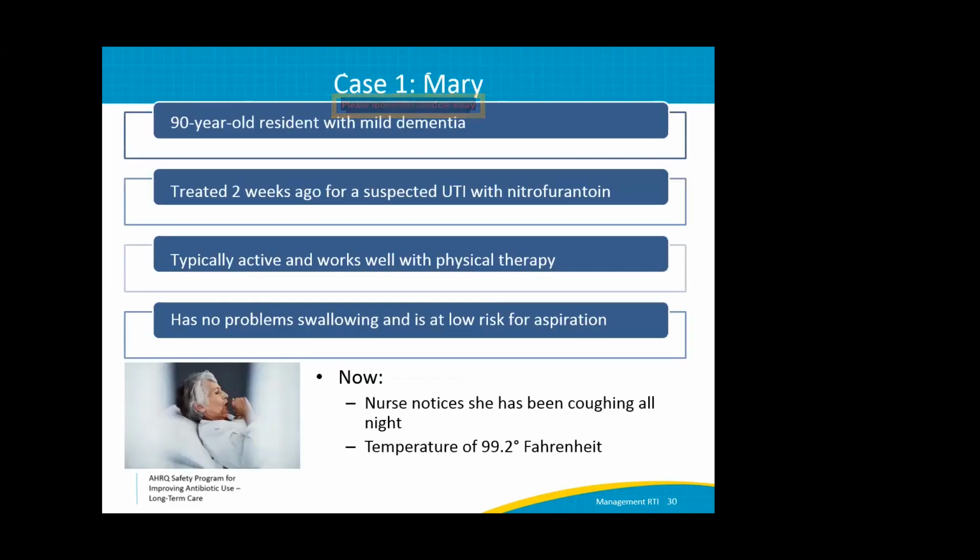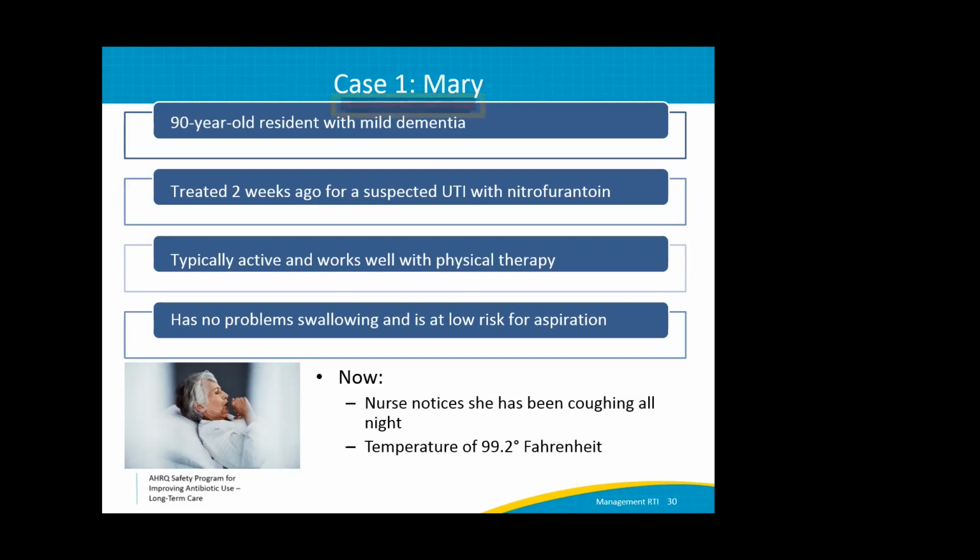So for our first case of this section, let's talk about Mary. She is a 90-year-old woman with mild dementia, who's typically quite active, working with physical therapy, and at least semi-independent in most of her activities of daily living. She's never had any problems with swallowing. She's never had any known prior aspiration events. It is worth noting that about 2 weeks ago, she was treated for a suspected UTI with nitrofurantoin, and currently she's not having any urinary symptoms at all.